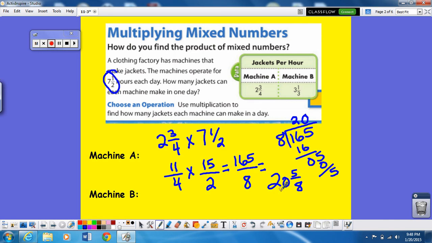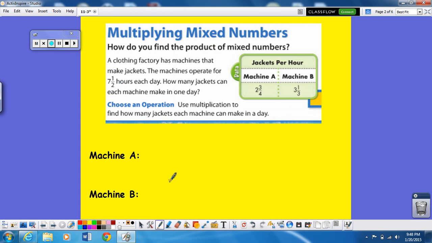Okay? Now, let's look at machine B. I'm going to erase this. Machine B, 3 1/3 times, and these are how many they make per hour, so they make 3 1/3 per hour times 7.5 hours that it's actually running. So we know we have to turn these into improper fractions. 3 times 3 is 9, plus 1 more is 10. So this is 10/3 times 2 times 7 is 14 plus 1 is 15 halves.